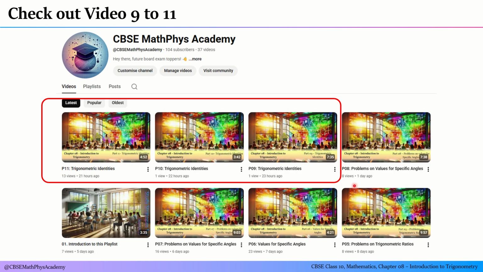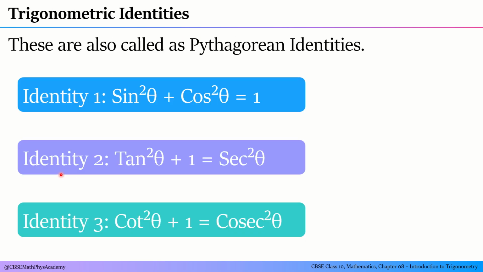In order to understand this video better, kindly read and check my earlier three videos, part 9, 10, and 11, where I have dealt in depth with these three trigonometric identities. A thorough understanding is required for you to solve these problems easily. So please check those videos. We are going to use mainly these three identities to solve the problems.